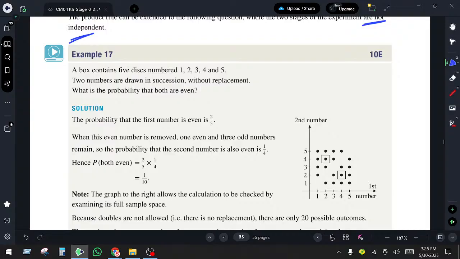2 numbers drawn in succession. मैंने एक डाल दिया, इसमें से एक निकाला. प्रोबेबिलिटी ऑफ बोथ. अब ये इवन होने के लिए कितना प्रोबेबिलिटी है? 2 out of 5, because 2, 4 both are even.